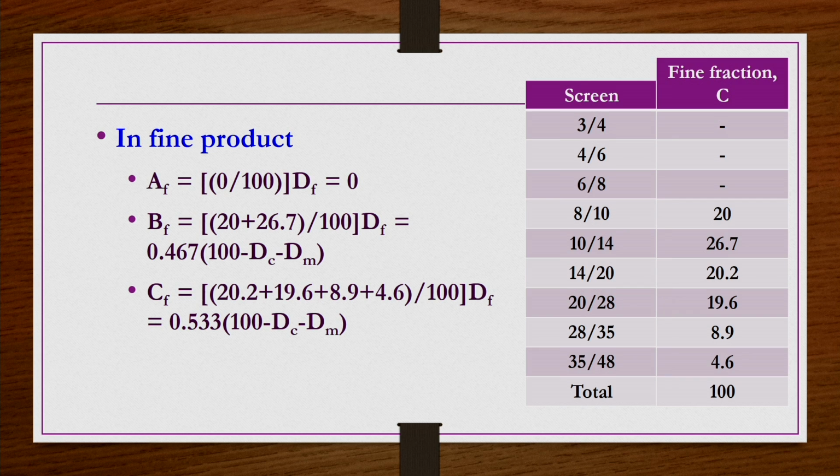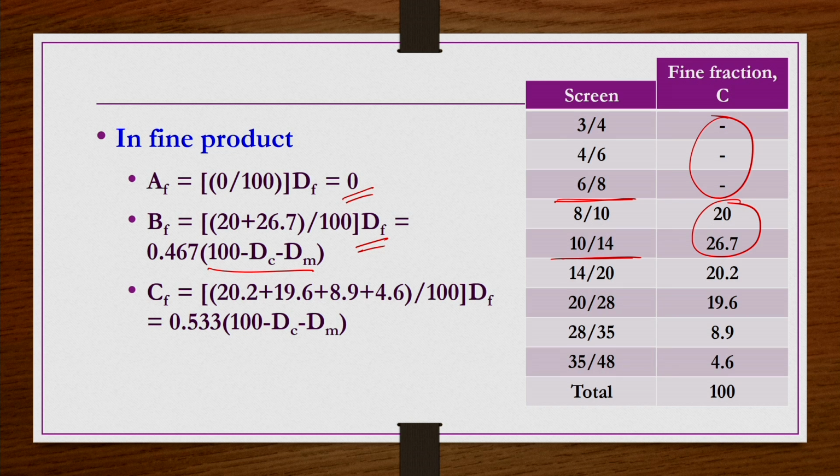Similarly, in the fine product, the material retained up to 8 screen, there is nothing. So, that is AF equals 0, and then the medium fraction, that is passing through 8 but retaining on 14, is 20 plus 26.7. So, 20 plus 26.7 by 100 multiplied by df. So, that is coming as 0.467 df, we can write 100 minus dc minus dm, because dc plus dm plus df is equal to 100, that is the feed.